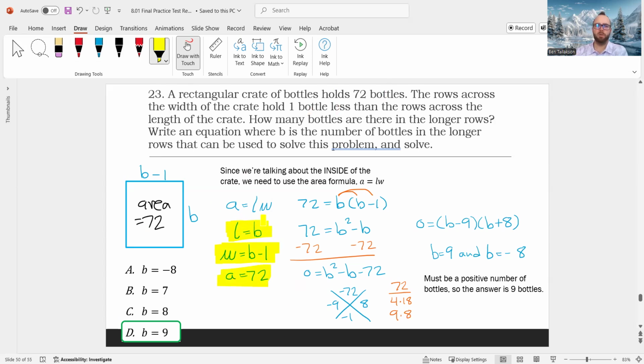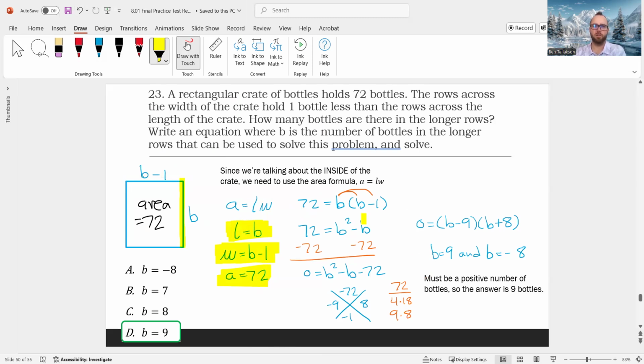And the area formula is length times width. And we can use that formula to ultimately find out, what do they want to know? How many bottles are in the longer rows. Okay? And these are the longer rows, right? B, which is 1 longer than these. So what do we need to do? We need to solve for B. And that's why we have this all in terms of B.